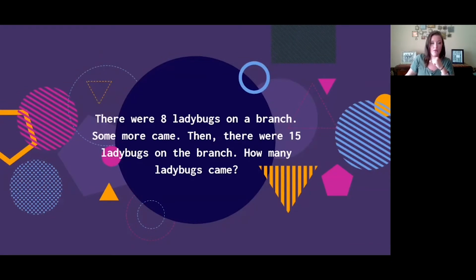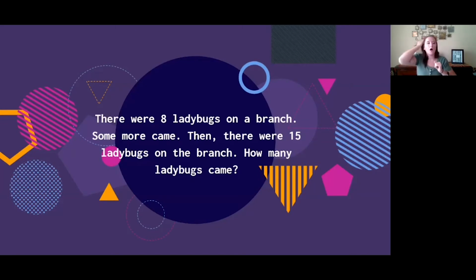Here we go. There were 8 ladybugs on a branch. Some more came. Then there were 15 ladybugs on the branch. How many ladybugs came? So now you know it. Let's brainstorm. What is my part? What is my whole? What is my equation going to look like? What is the strategy I'm going to use? You ready to read it again?